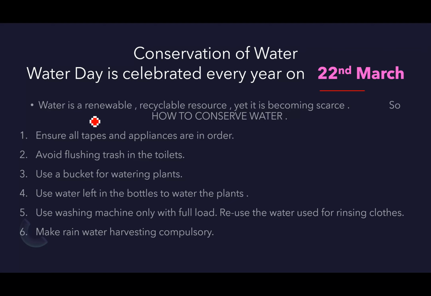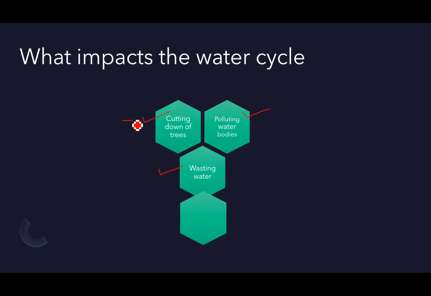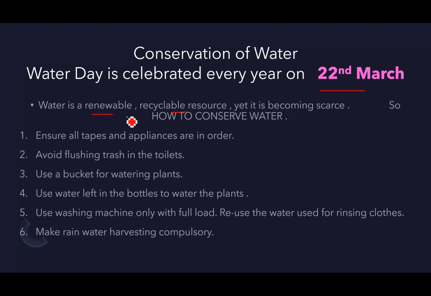Now, one thing which comes to our mind is that water is renewable, it is recyclable, but yet we say that water is becoming scarce. So, before we understand where the water comes from and how water gets distributed, the first and foremost thing is, whatever the situation might be, we say water is renewable, water is recyclable, but of course water is scarce. So how to conserve water?